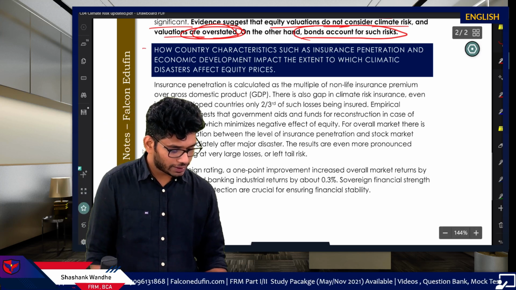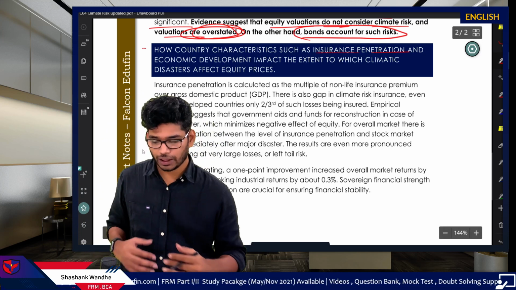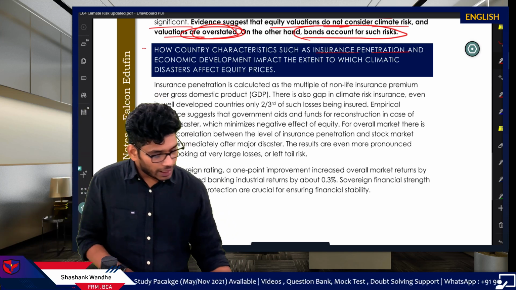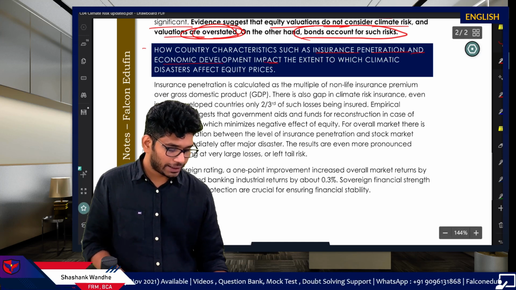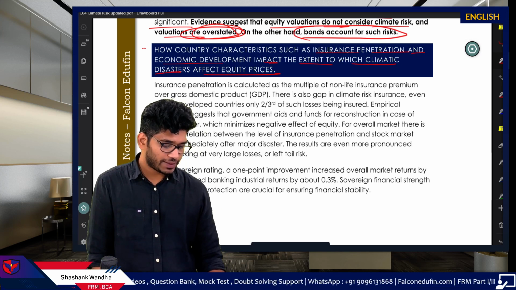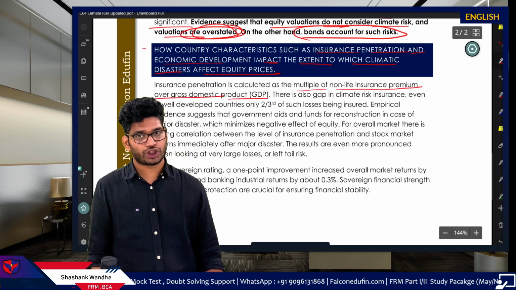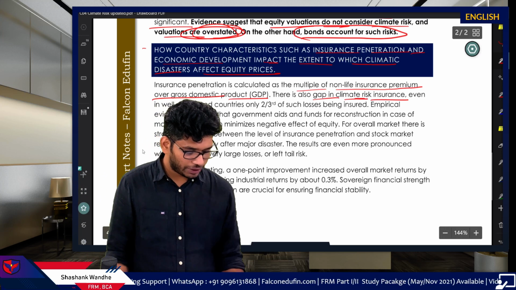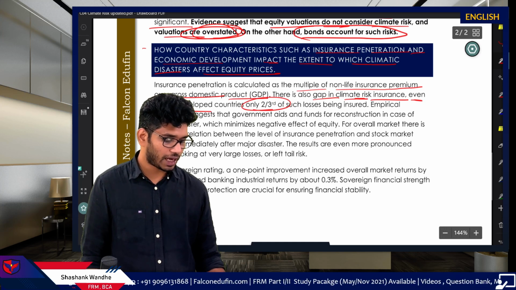How country characteristics such as insurance penetration, meaning how much insurance exists in the economy, okay, calculated as a ratio of GDP, and the economic development impact the extent to which the climatic disaster affects the equity prices. Insurance penetration is calculated as the ratio of non-life insurance premium over the gross domestic product, GDP. There is also a gap in climate risk insurance, even in the well-developed countries. That is, only two-thirds of such losses are being insured.